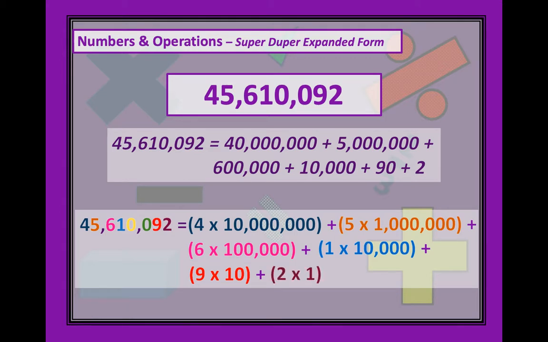When you check your work, make sure you're multiplying inside those grouping symbols. That multiplication problem should give you the value for each digit, and then make sure you're taking those values and adding them back together, just like you do in expanded form.